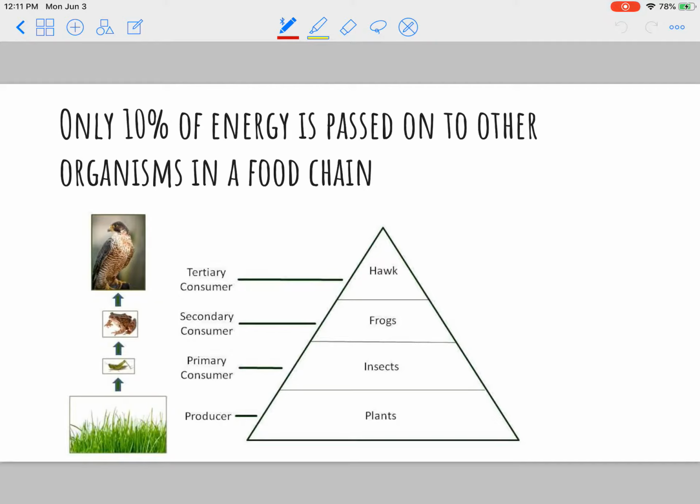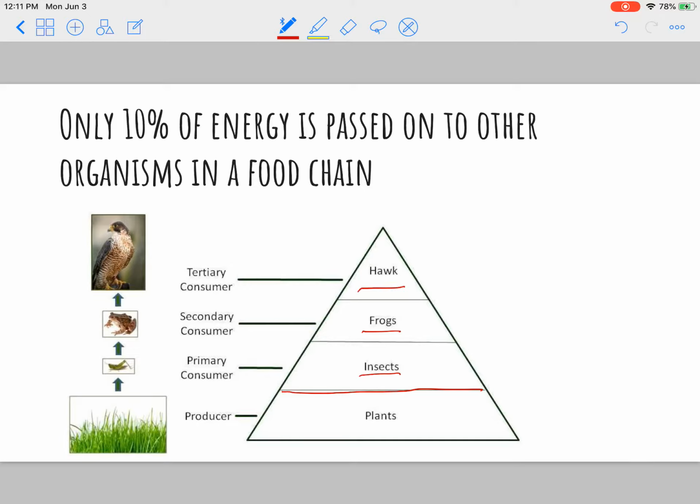Now if we look at this food pyramid, you can see that plants are at the bottom. These are called your producers. Your primary consumer in this case is your insects. Your secondary consumer is frogs. And then your tertiary consumer is your hawk.